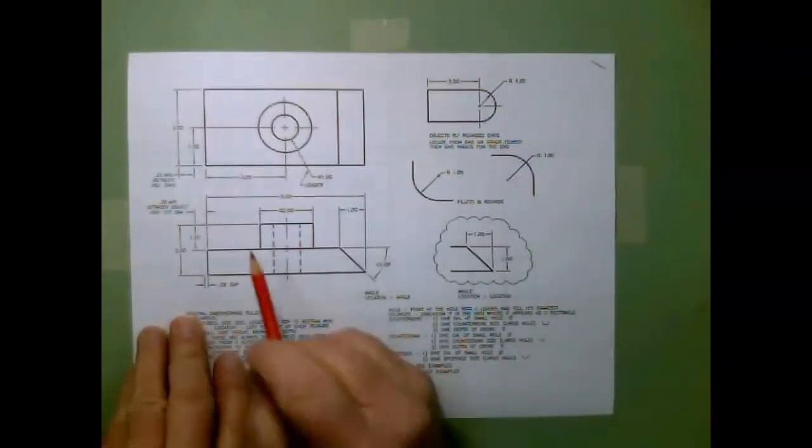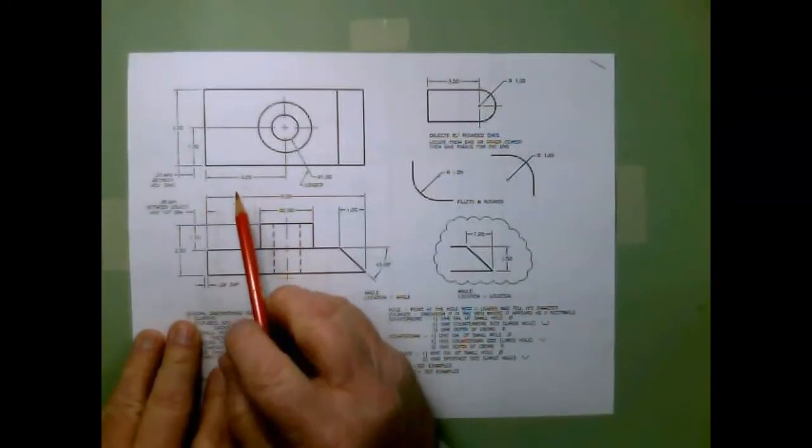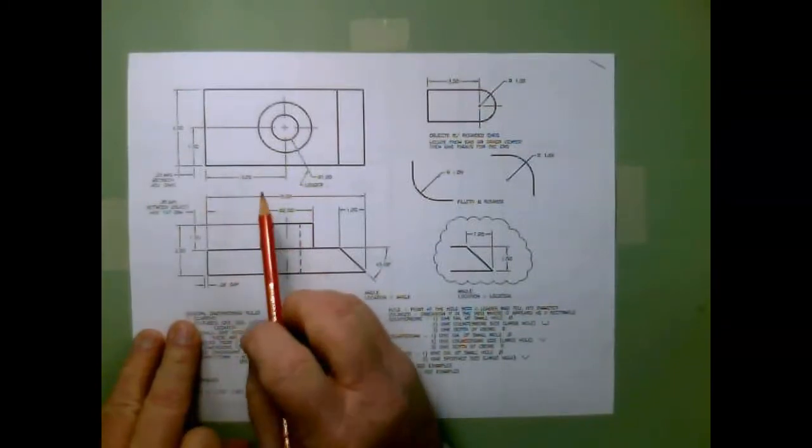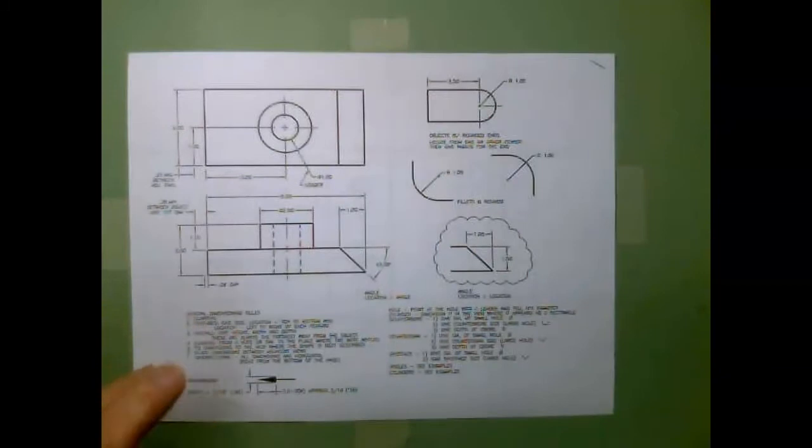So on dimensions, you've got dimensions that show location and you've got dimensions that show size. So when we dimension something, everything needs to be located left to right, top to bottom, and the size given. If you can do that for every single drawing, you're good. Okay, and for every single feature. Now, a feature is something that's done to the object.